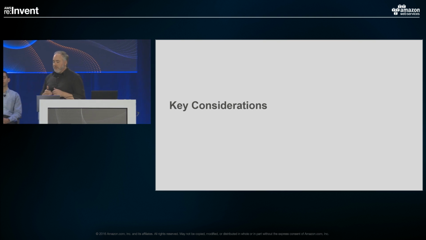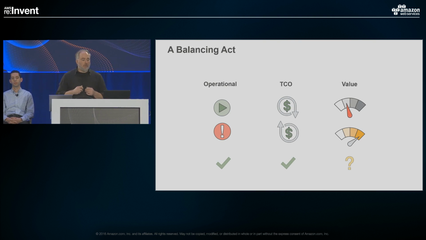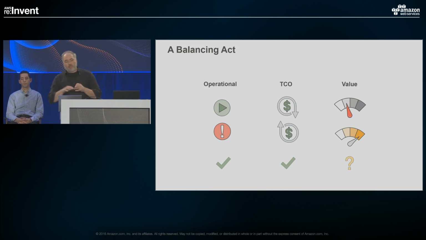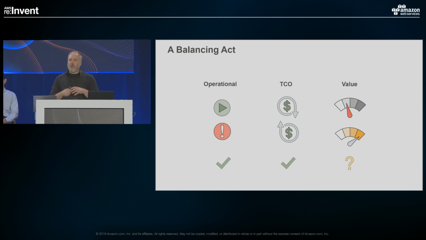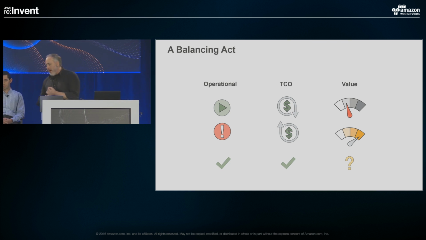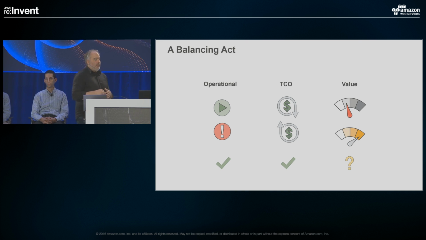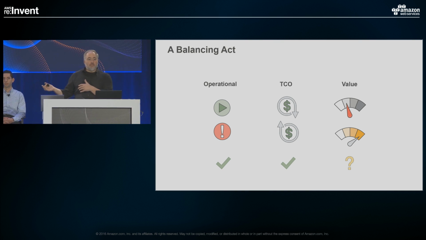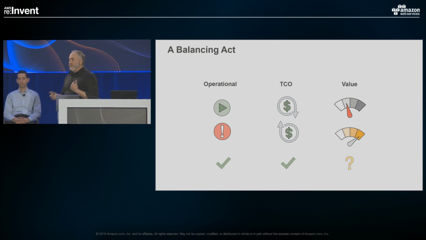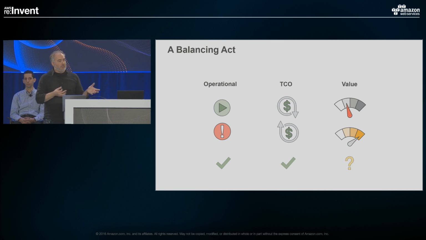Some key considerations. We at Amazon see a balancing act. Our customers say, hey, what do you do? Which one is better operationally? Which one's worse operationally? Difficult, easy? Yes, we can tell you that. Hence the green check mark. We can even tell you which options and devices are going to give you better TCO or worse TCO.